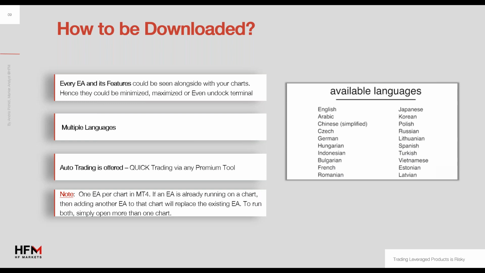Before we start, just to let you know that it's offered in multiple languages, 14 if I'm not mistaken, more than 14, 20 different languages. Also, the EAs, the expert advisors that the Premium Traders Tools offer, can be minimized and maximized. So you will be able to see a lot of information in a single chart window, okay? But we're going to see everything one by one.